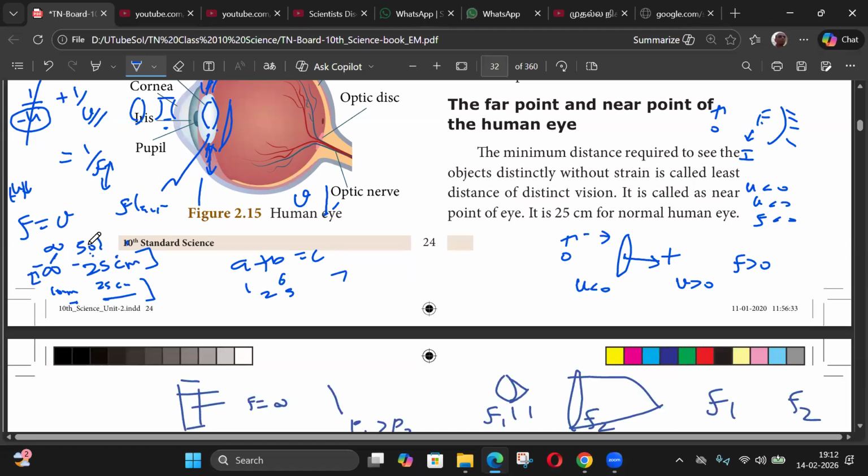But some people will have both difficulties. They can see only 100 meters, and nearby they can see up to only 50 centimeters. So this is both indeed, so three defects.